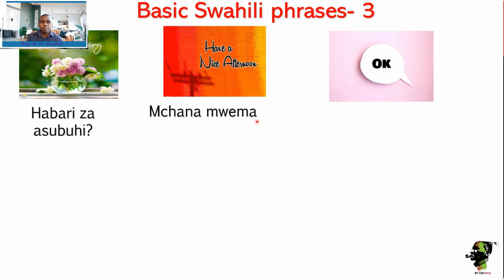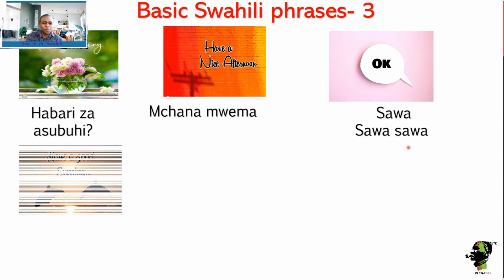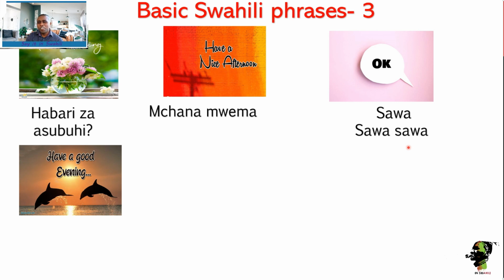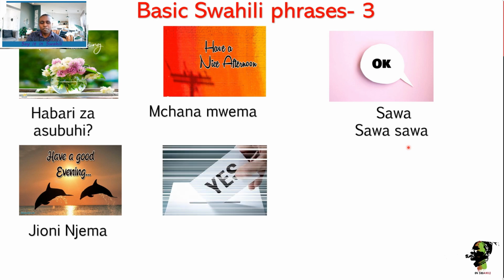Okay, how do we say okay in Kiswahili? Sawa. And some people even repeat it. Sawa sawa. Like, okay, I get it. How do we say have a good evening in Swahili? It's good we're learning different times of day: morning, afternoon, and evening. Jioni njema. Can you say that? Can you pronounce that again? Jioni njema. Yes. Very common key phrase in Kiswahili all the time.